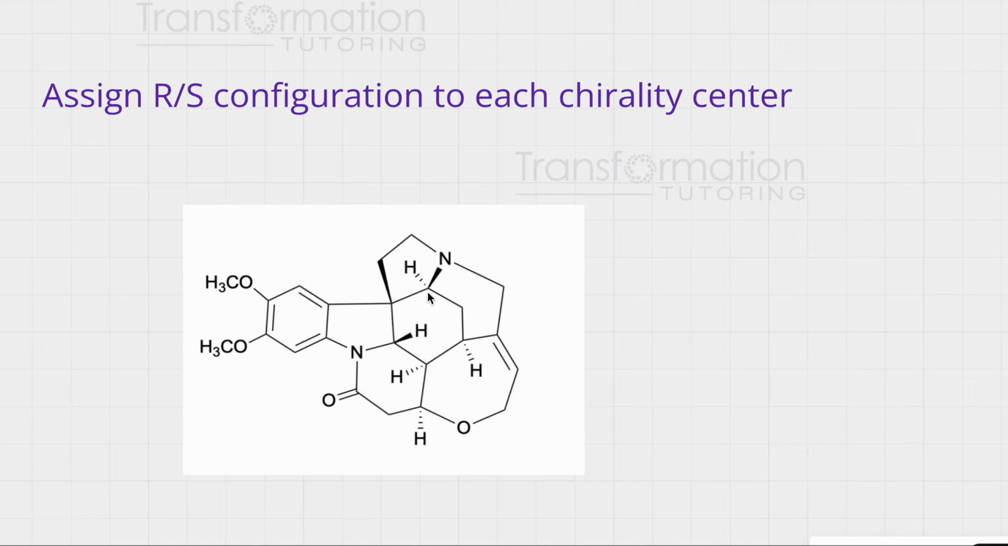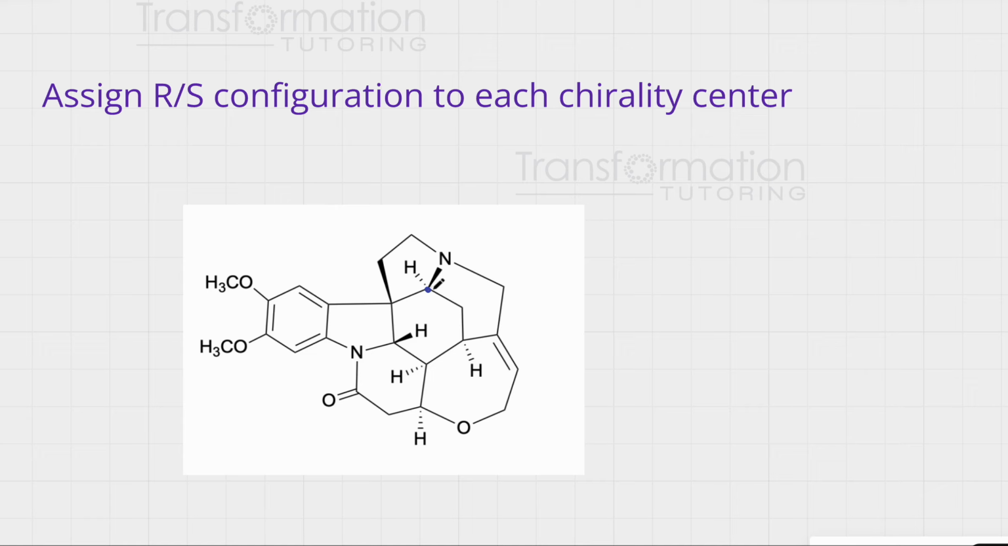Let's go ahead and see where we could start. Let's start from this. If you look at this carbon here, it is attached to hydrogen and nitrogen, and then going this way and this way is different. So this carbon is attached to 4 different groups.